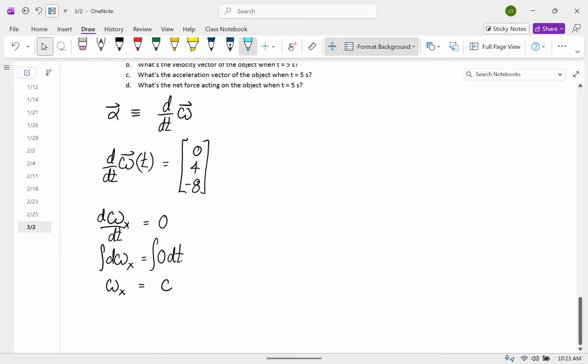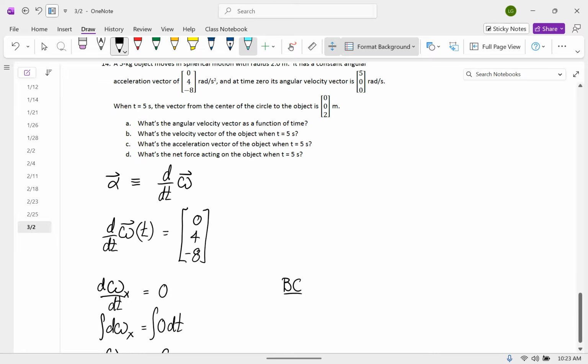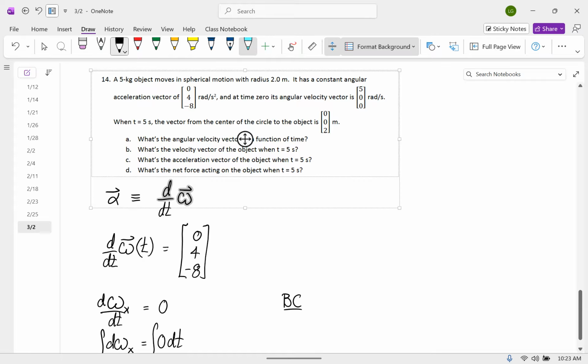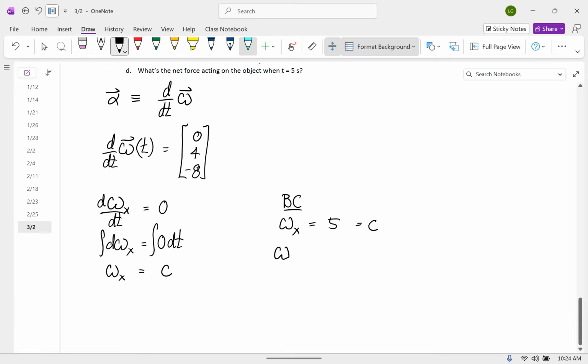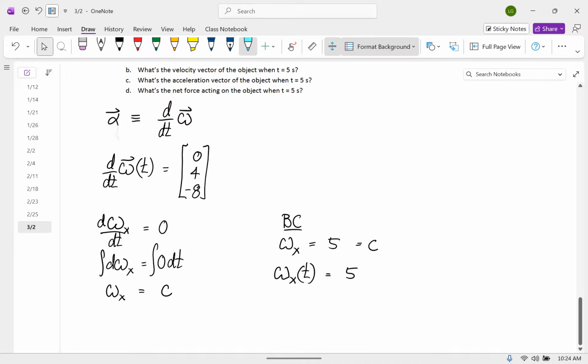And then we'll use the boundary condition. When time is equal to 0, the angular velocity is 5, 0, 0. So we have that omega x is equal to 5, and that's equal to c, so omega x as a function of time is just equal to 5. The angular velocity component doesn't change.